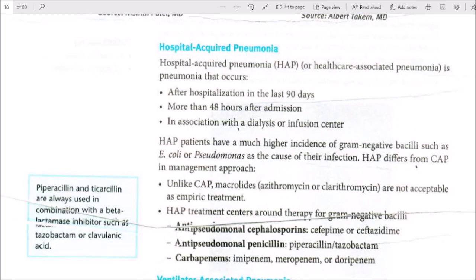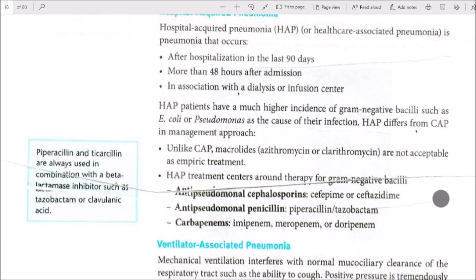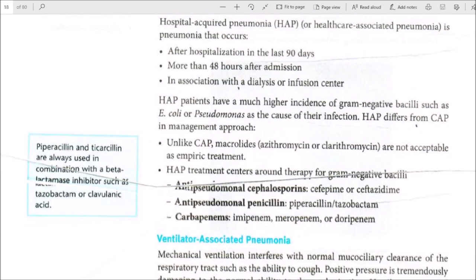HAP differs from CAP in management approach. Unlike CAP, macrolides, azithromycin or clarithromycin, are not acceptable as empiric treatment. HAP treatment centers on therapy for gram-negative bacilli: antipseudomonal cephalosporins, cefepime or ceftazidime; antipseudomonal penicillins, piperacillin-tazobactam; carbapenems, imipenem, meropenem, or doripenem. Piperacillin and ticarcillin are always used in combination with beta-lactamase inhibitors such as tazobactam or clavulanic acid.